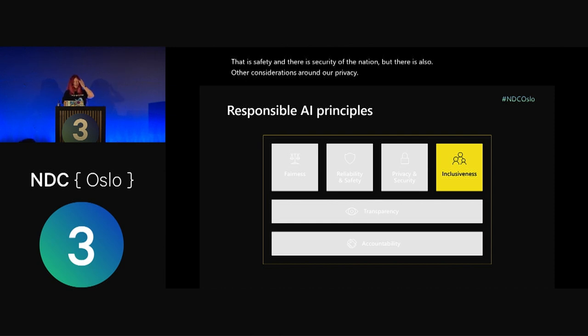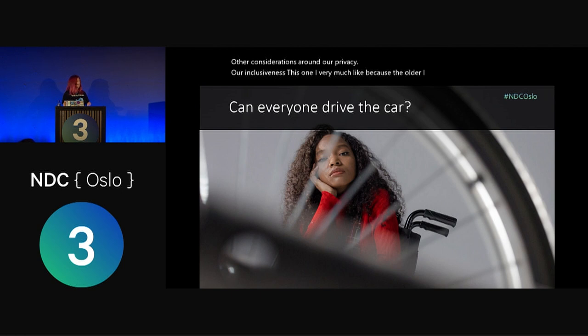Inclusiveness. This one I very much like, because the older I get, the more I feel like I need more and more stuff to make things accessible and easy for me to use. But in fact, making things easy for people with disabilities is making things easy for me to use, especially as my eyes get worse and my legs get worse and my bones get worse. I shouldn't have to think about it from a me perspective. It should be that we are thinking about how to make the world more inclusive and better for everyone. As you do make it more inclusive, you do make it better for everyone. That includes you.